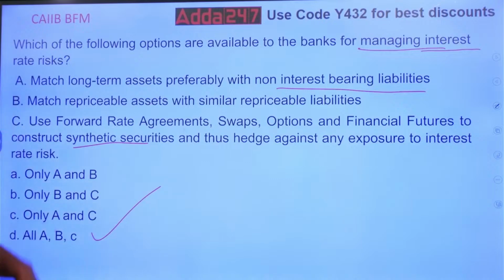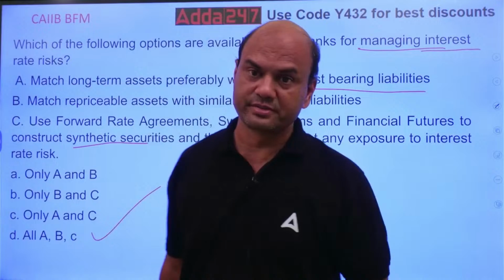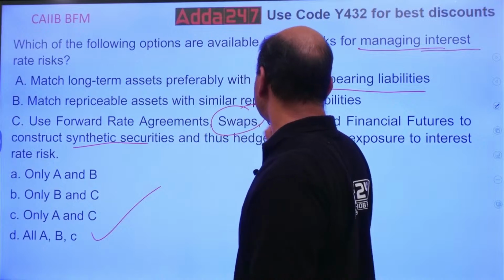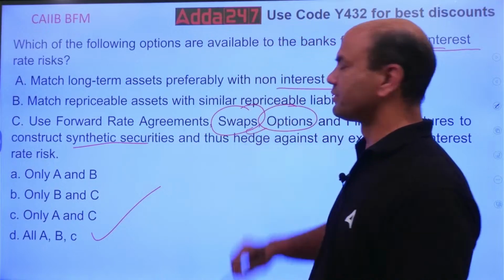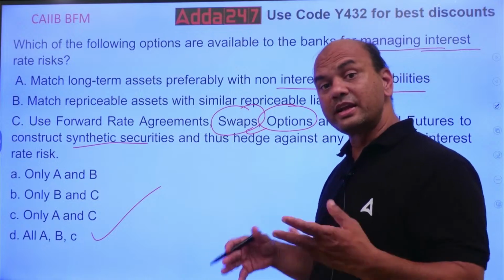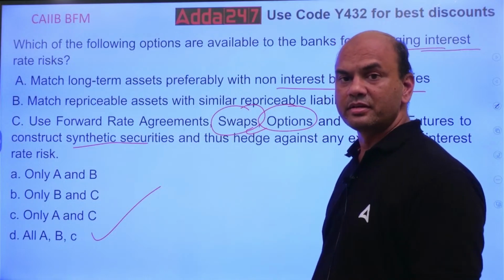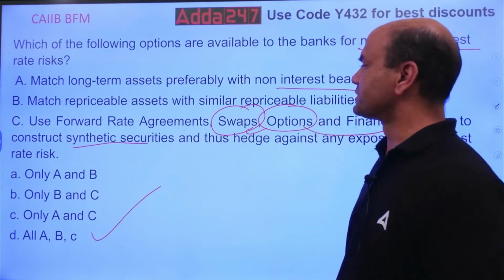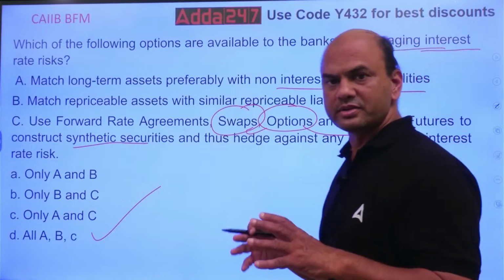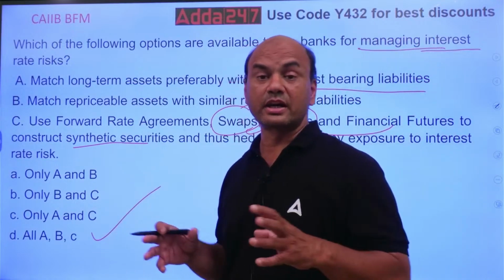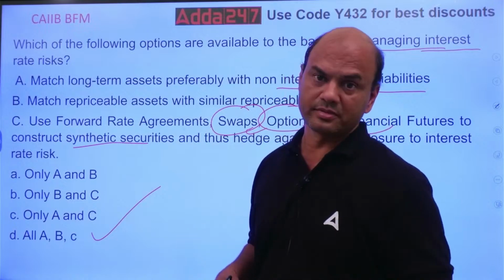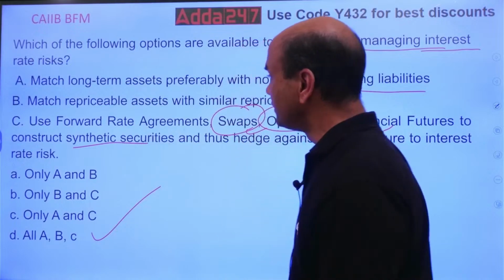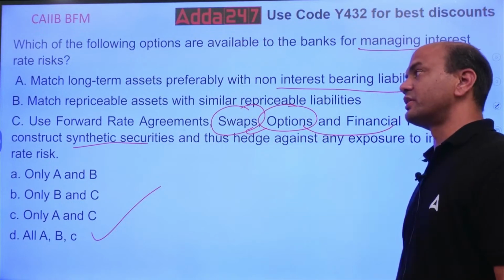Synthetic means I combine the derivatives. Means what? I'll combine the swap with options. These two I'll combine. So synthetic, I'm creating something. Or I'll combine these options with financial futures. So two derivatives or two products are combined to form a third product. This is known as synthetic securities. So I can use these synthetic securities also.